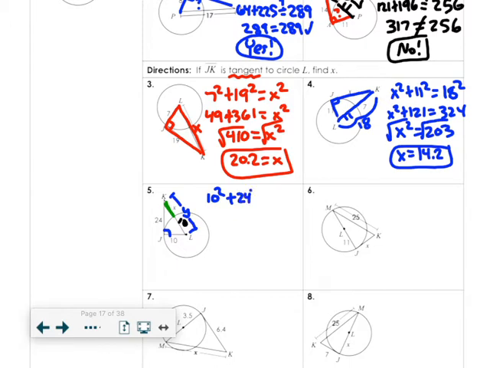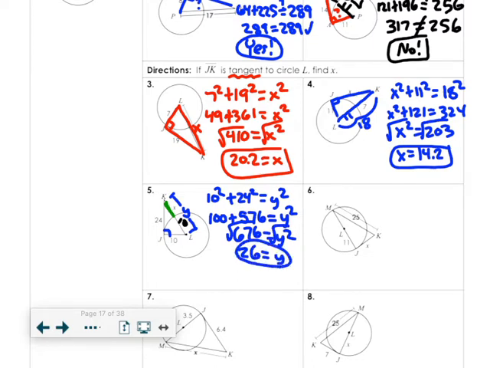We have 10 squared plus 24 squared equal to y squared. This is actually a Pythagorean triple, so we're going to be able to get a number that's not a decimal. So this is 100 plus 576 equal to y squared. So this is 676 equal to y squared. So y is 26.